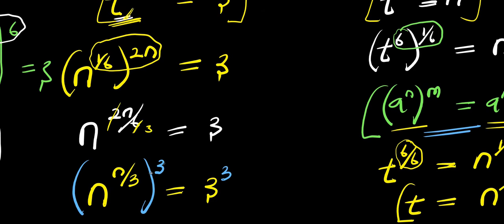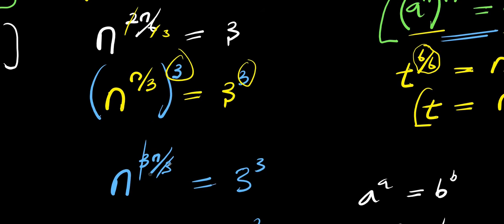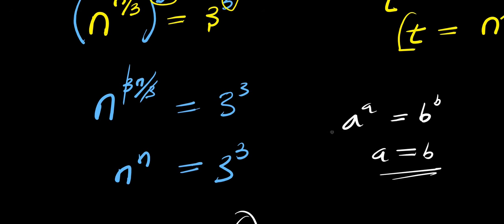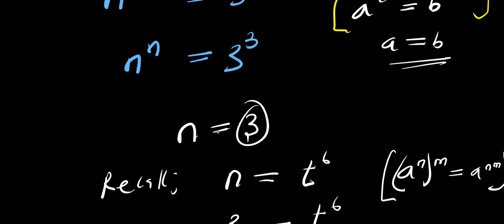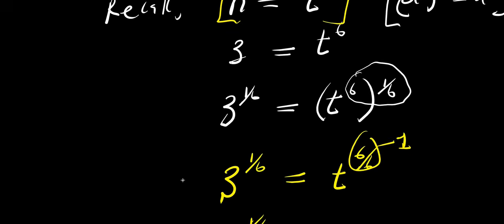Now, for us to solve, we raise each to the power of 3, so that we can easily solve the equation. And we eliminate the 3 on the denominator, then we have n power n equals 3 power 3. And at this point, we apply this identity, where you have a power a equals b power b. Then you equate them, n equals 3. So from here, after getting the value for n, you can easily solve for t using their relationship. 3 equals t power 6, this is their relationship. We solve for t and get the value.